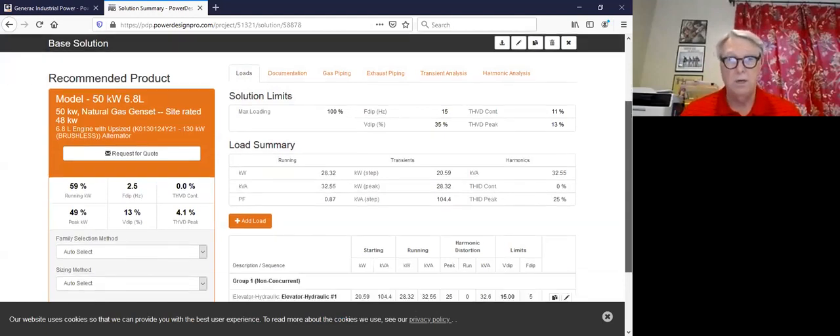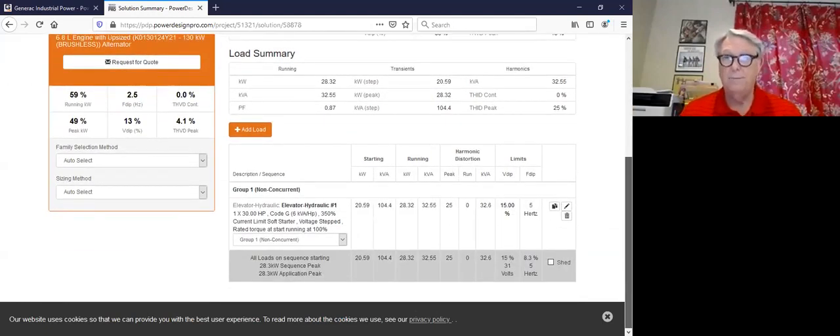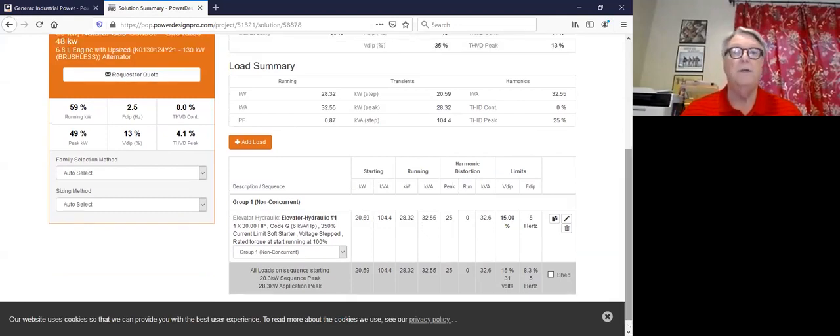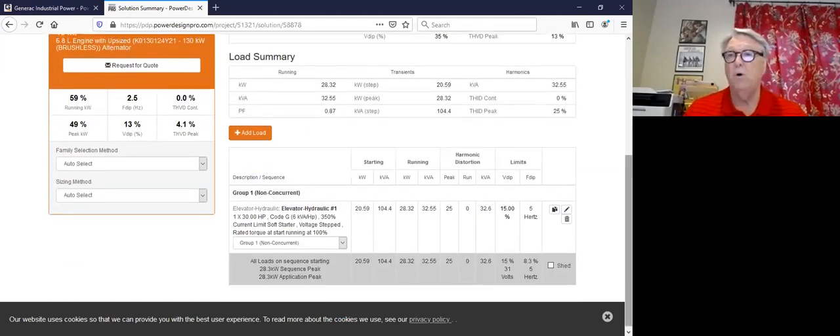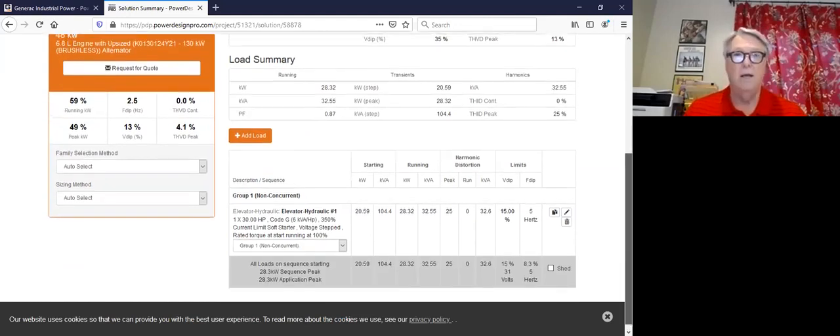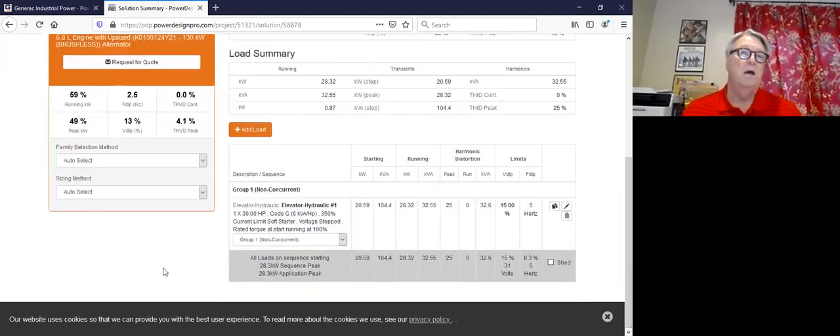Oh, notice, did I do this right? Current voltage stepped. Okay, interesting. Usually that will upsize the engine. In this case, the engine didn't need to be upsized, but notice this. My alternator went from 70 kilowatts to 130 kilowatts, so it almost doubled the size of the alternator. I can go through here and just add more and more loads, and it will go ahead and just do my automatic analysis.